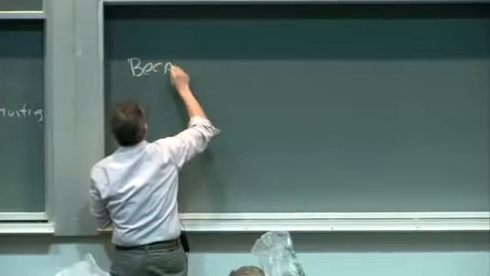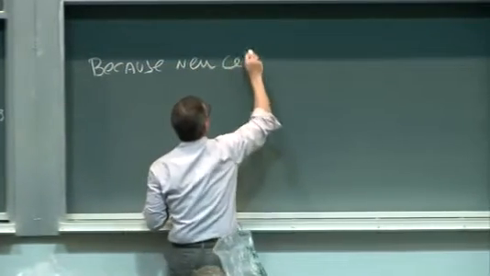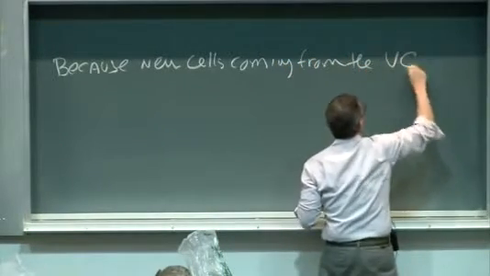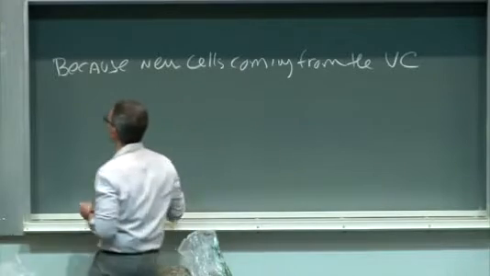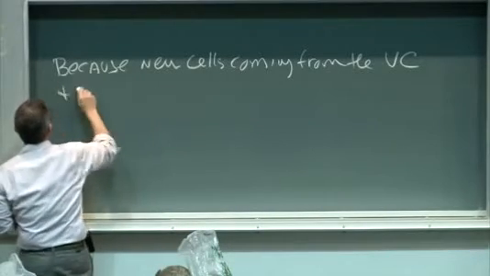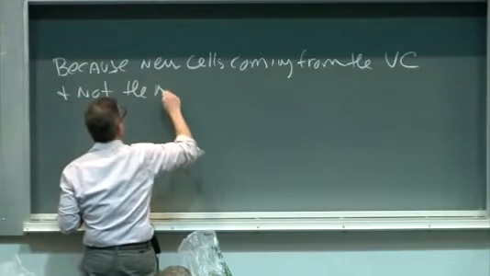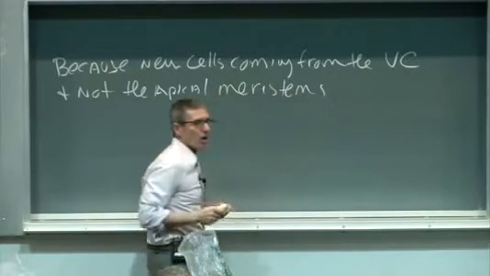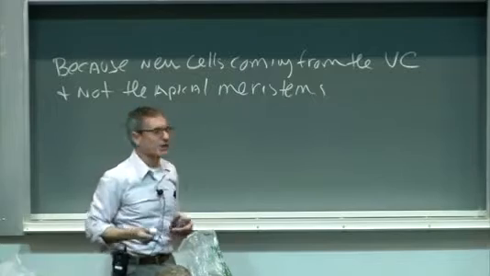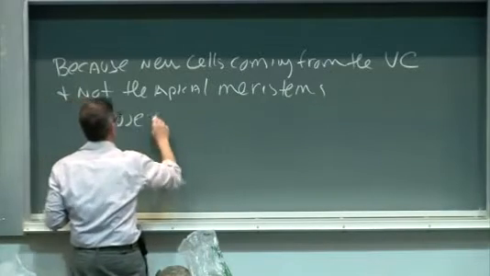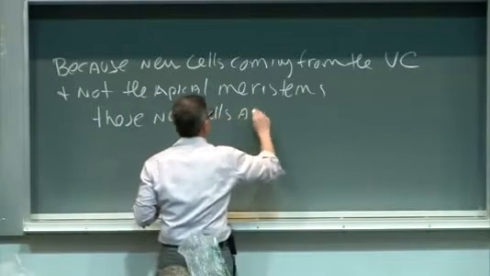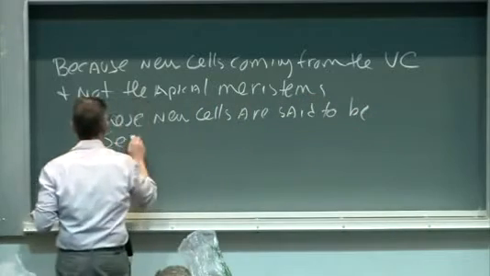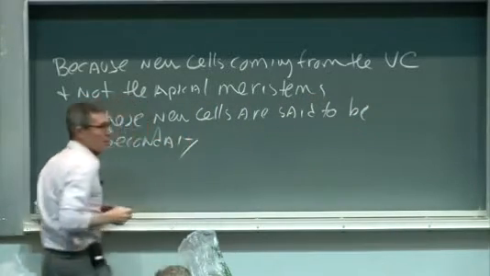Because new cells coming from the vascular cambium, I'll just abbreviate that as VC, because these new cells come from the vascular cambium and not the apical meristems, we call or describe these new cells as being secondary. A very important concept.